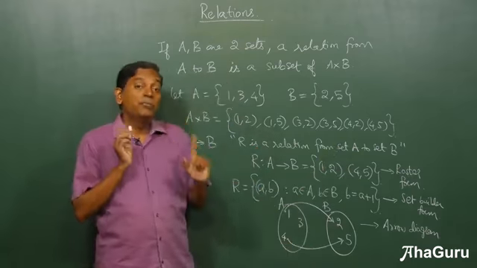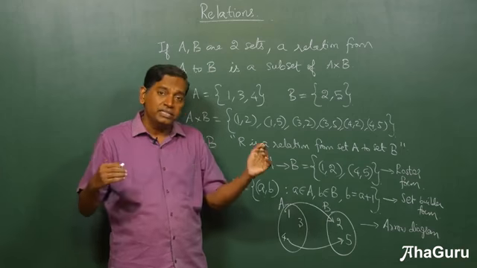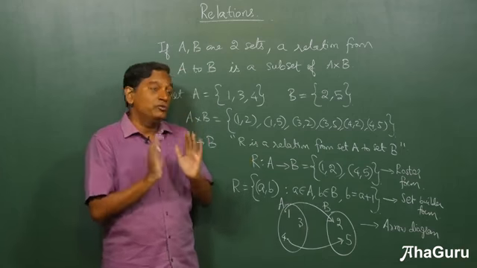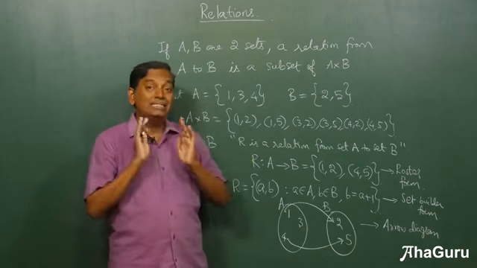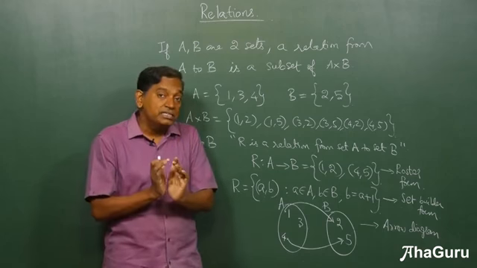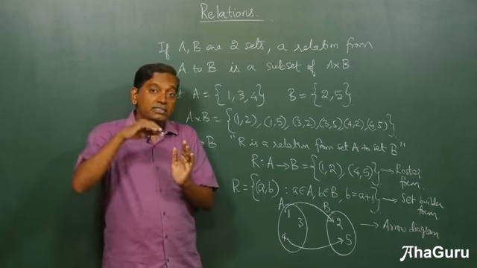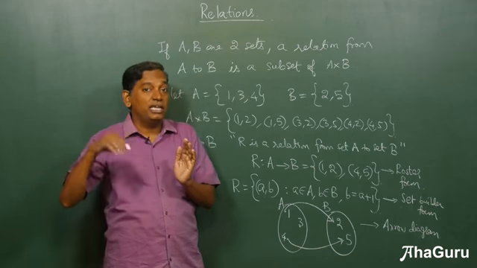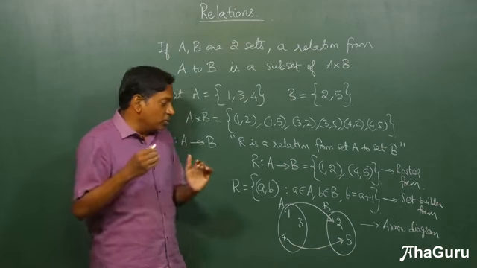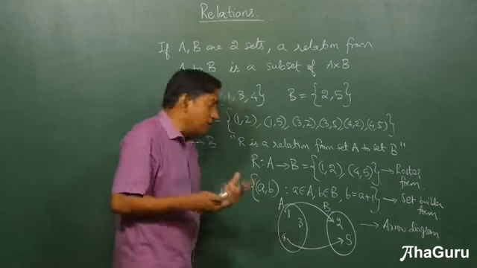But the most important thing is whatever representation you use, ultimately you have to understand that a relation is a set. It is a special set, as in it is a subset of the Cartesian product A cross B. But this is not the only possible relation.